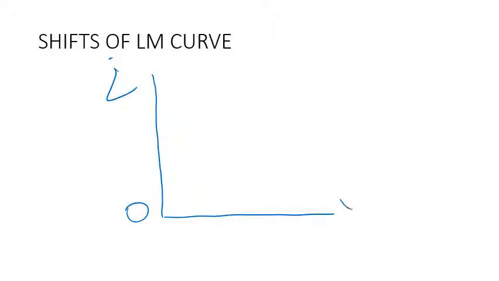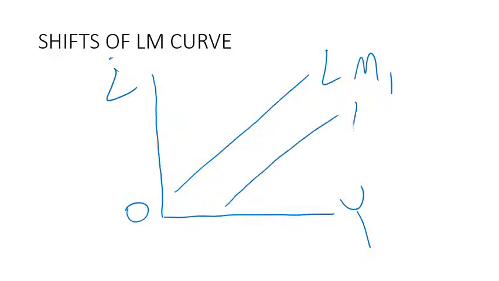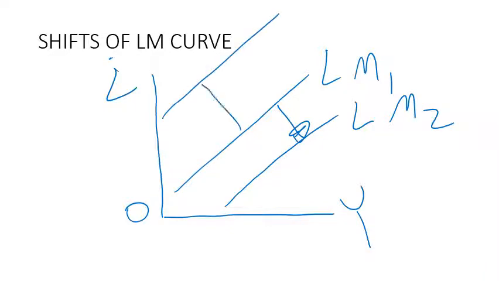Shifts of the LM curve. Interest rate, national income level. We'll start with this LM curve. So this would be a shift from LM1 to LM2, and this would be a shift from LM1 to LM3.